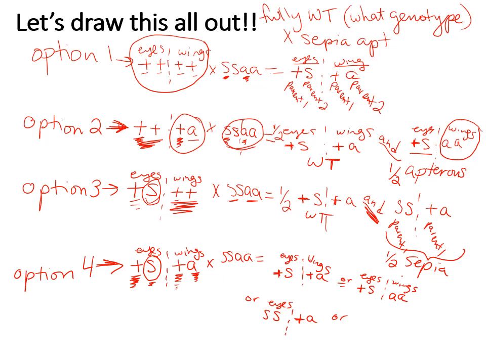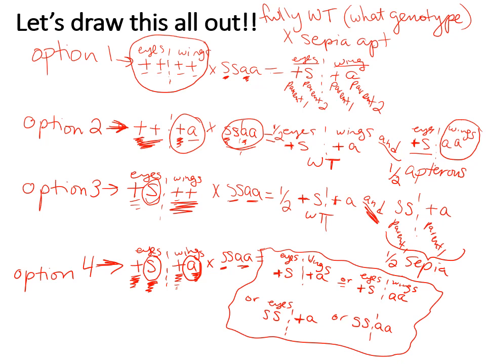allele, okay, for eyes, but now instead it can also give the Apterus allele. And once again, this second parent is always giving S and A. So that's what you end up with as the last option. So notice for the fully heterozygous wild type, you get 4 different options, okay? You'll end up seeing a big variety of flies. So you have 4 different options.